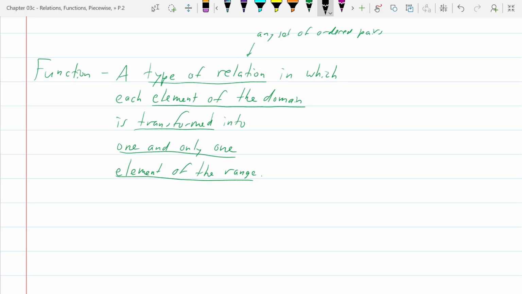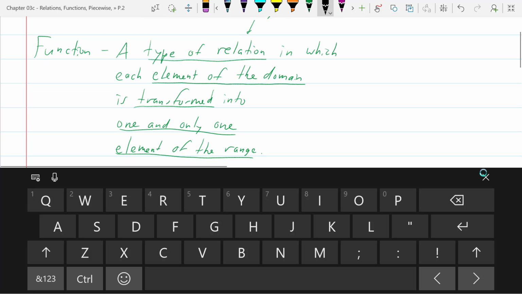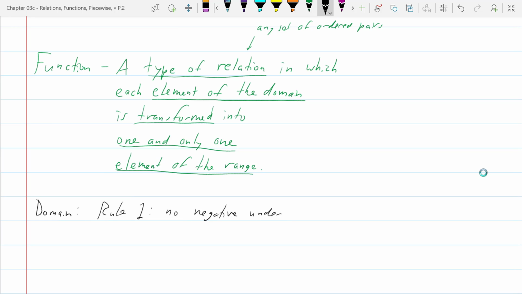So let's start with this word here, domain, because one of the big things with domain is that we have rules of the domain. Rule number 1 of domain. And there are many, but we're just going to do 2 of them. Rule number 1 of domain is that there can be no negative under the radical in real numbers. And we're going to be working within real numbers here. We're not going to expand that until much later. So that's rule number 1. There's no negative underneath a radical.